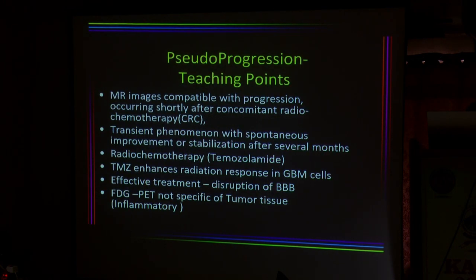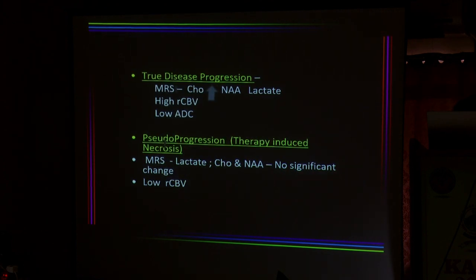So pseudo-progression is a transient phenomenon that can occur with either spontaneous improvement or stabilization. The temozolomide enhances the radiation response in the glioblastoma cells, and it causes disruption of the blood-brain barrier. FDG PET can also be used sometimes, but it's not very specific for the tumor tissue. So in true disease progression, you get increased choline integral values, not much lactate, high relative cerebral blood volume, and low ADC values. In pseudo-progression, you get a lactate peak, as was seen in this patient. Choline and NAA may not have a tremendous increase, and there is a low cerebral blood volume.